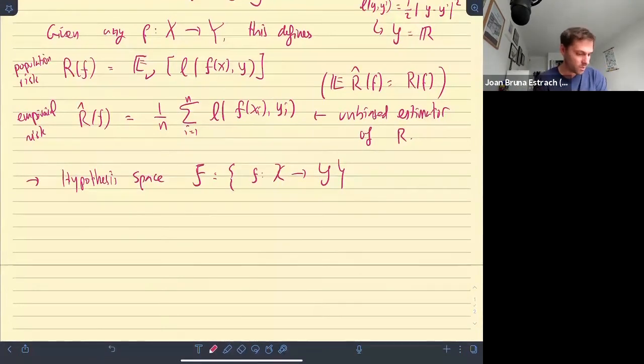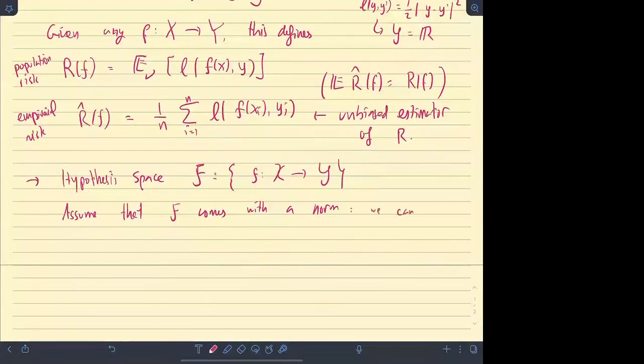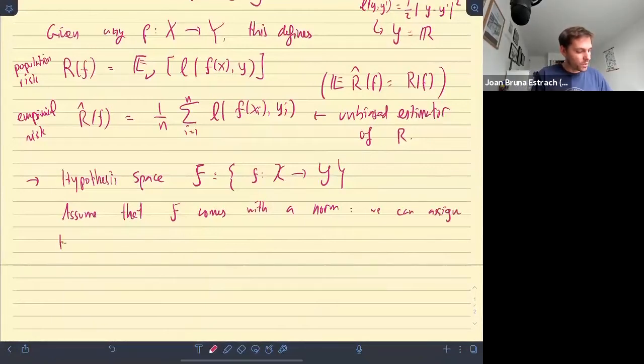And so to really make progress, to say something that is statistically meaningful, we need to quantify this hypothesis space a little bit. And for this, we assume that F comes with a norm, right? Technically, in what we're going to say today, the fact that it verifies the axioms of a norm is not that important. What is important is that it's a quantity that we can use to organize hypotheses in our space, amongst the hypotheses that are small versus hypotheses that are big. So here, think about this space of hypotheses as having a norm. And so what it means is that we can assign to each hypothesis a complexity measure.